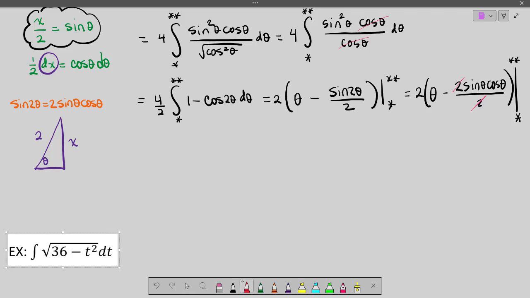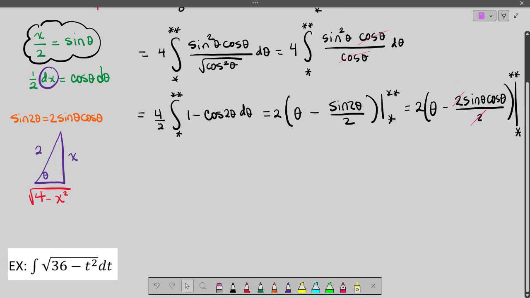Well, then we use the Pythagorean identity to figure out the missing side. That is going to be root 4 minus x squared. Sum of the squares of the legs is the hypotenuse squared. This triangle tells us everything we need to know to get rid of any trig function that appears inside there. Cosine is adjacent over hypotenuse. So any trig function that shows up, we can come to this triangle that we get from our substitution step and figure out the trig function.